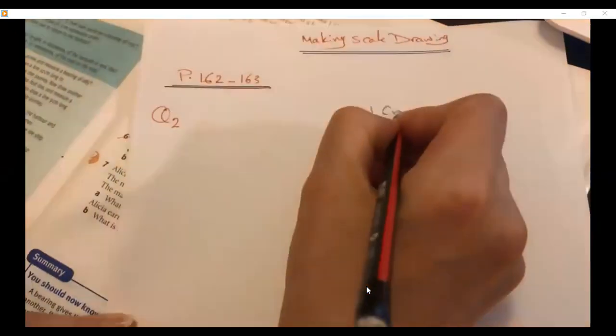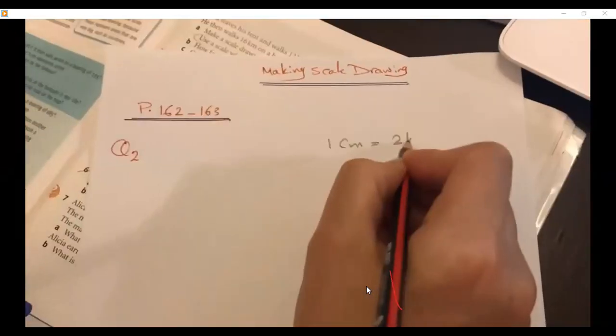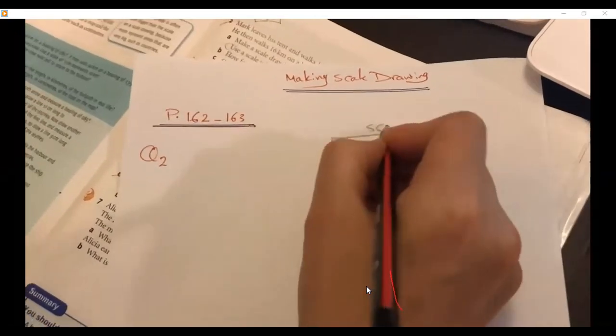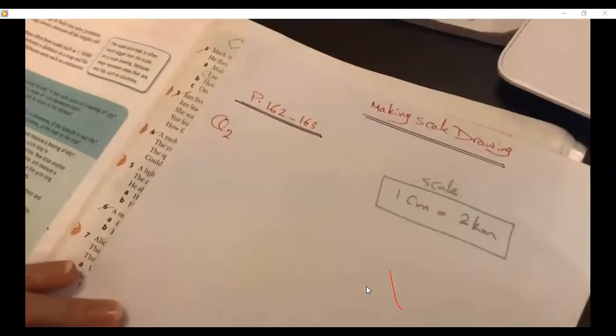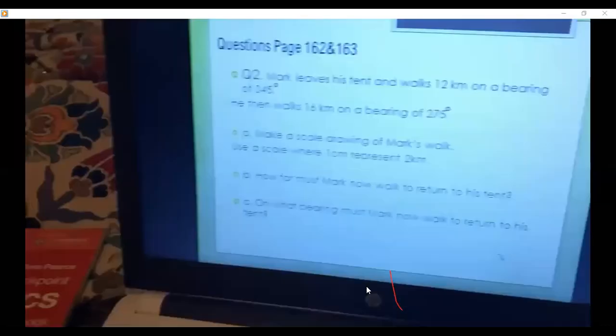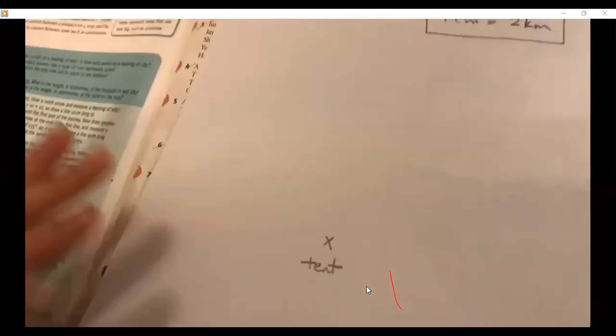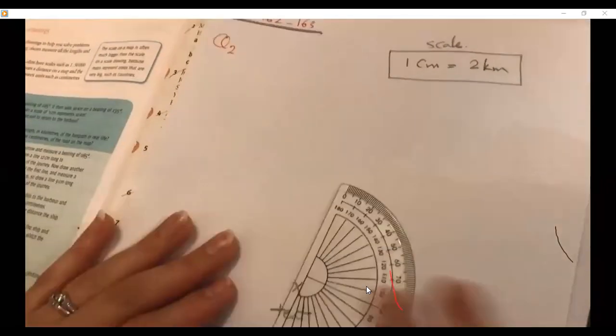So this is the first thing we should consider: 1 centimeter represents 2 kilometers. Of course, you're drawing with me step by step in your notebook. This is our scale that we should consider when we are drawing. First, we are talking about Mark leaving the tent. So Mark is here, he is at the tent, okay? And he will go by a bearing of 45 degrees.